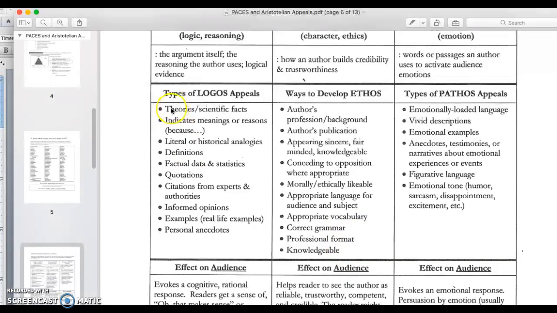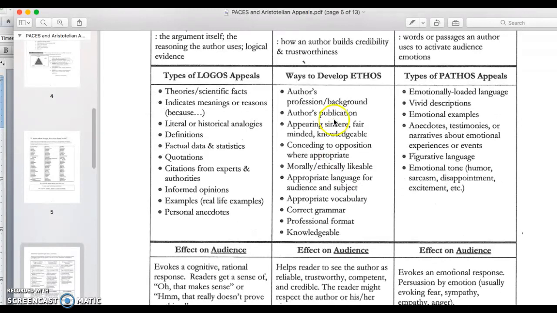So this is the type of evidence that can be used for logical appeal, things like reasons, analogies, definitions, factual data, quotations, etc. And the way an author develops ethical appeal or credibility might be the way they set up or explain their background or where they've been published. That might be outside of the article, actually. They might not actually refer to it itself in the writing. Where do they seem sincere or fair-minded, especially if they're acknowledging counter-arguments, not just their own argument.